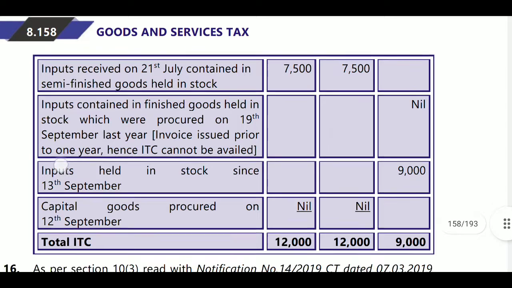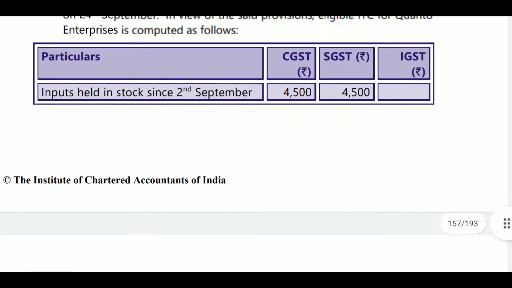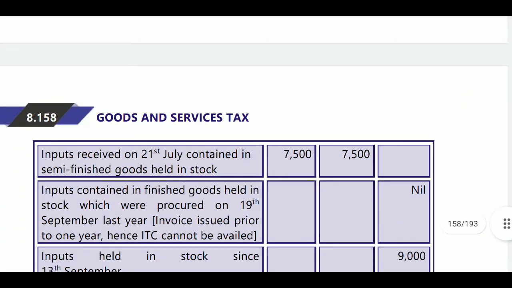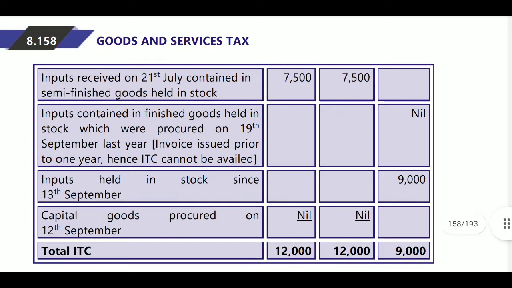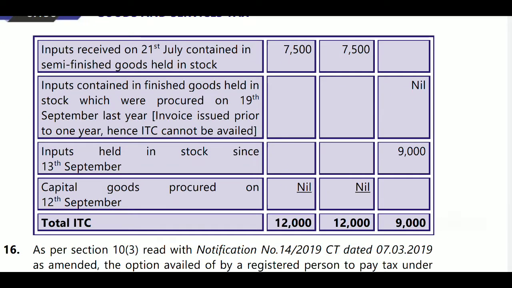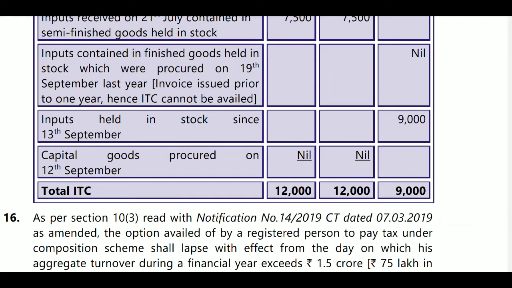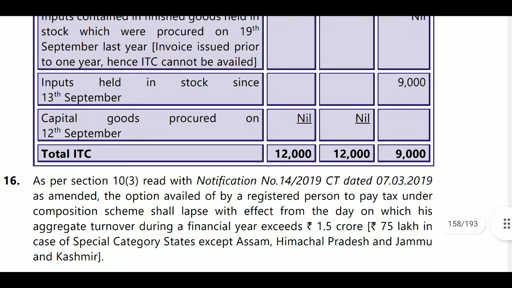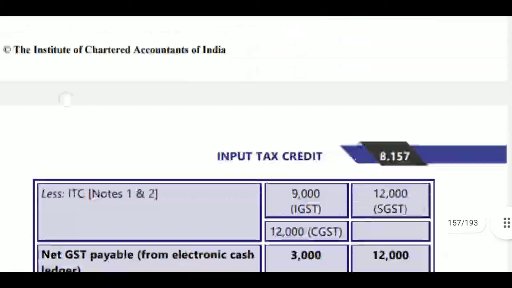Input held in stock since 2nd October, 4,500. Next, inputs received on 21st July contained in semi-finished goods held in stock, 7,500. Next, input in finished goods held in stock which were procured on 19th September last year, that is nil. It is not allowed, as it is prior to 1 year. And input held in stock since 13th September, IGST will be allowable. Capital goods is not allowable for voluntary registrations. So it is 12,000, 9,000.